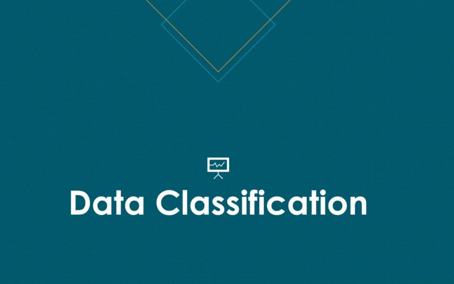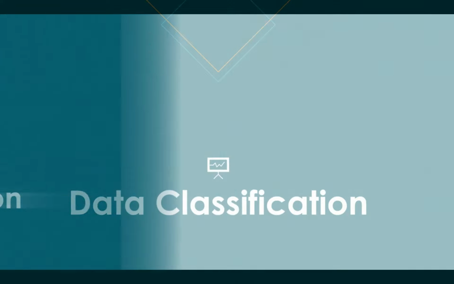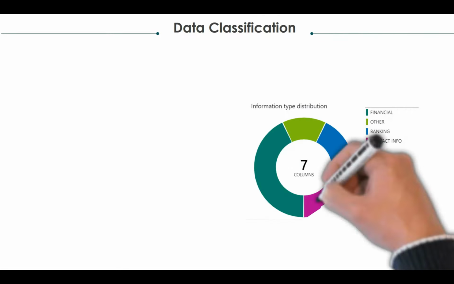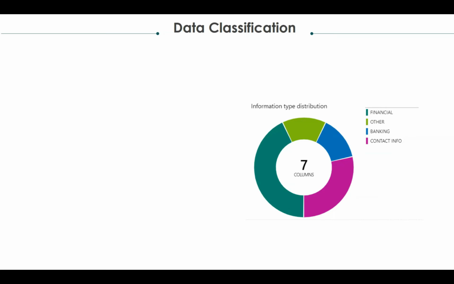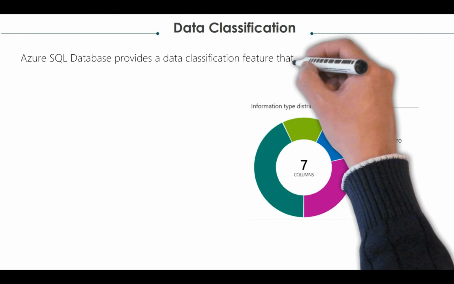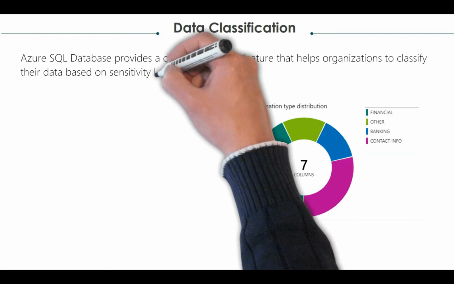In this lecture, we will explore the importance and benefits of data classification and how you can classify your data in Azure SQL database. Now, data classification is the process of organizing data into categories or classes based on its sensitivity and criticality. By classifying data, organizations can understand the value of their data, determine the appropriate access controls, and protect their data from unauthorized access. Azure SQL provides a data classification feature that helps organizations to classify their data based on sensitivity levels.